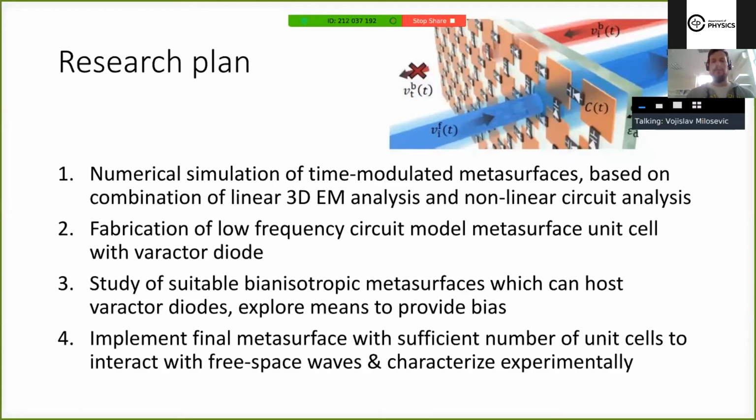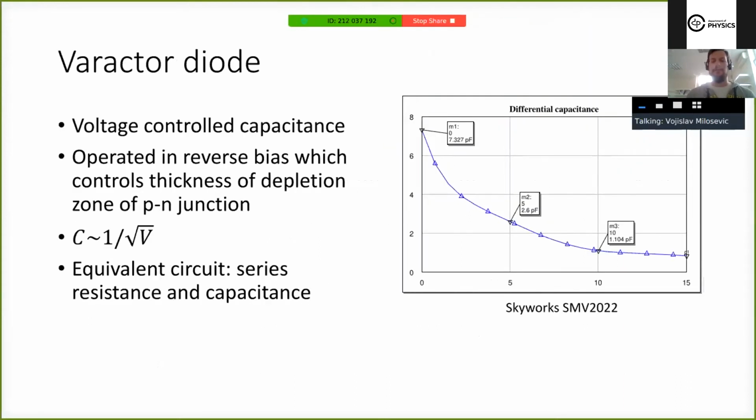We are at points 1 and 2 of this plan, and we are now trying to make this low frequency prototype. I will say more about it a little bit later, but just to mention some general properties of the Varactor diodes.